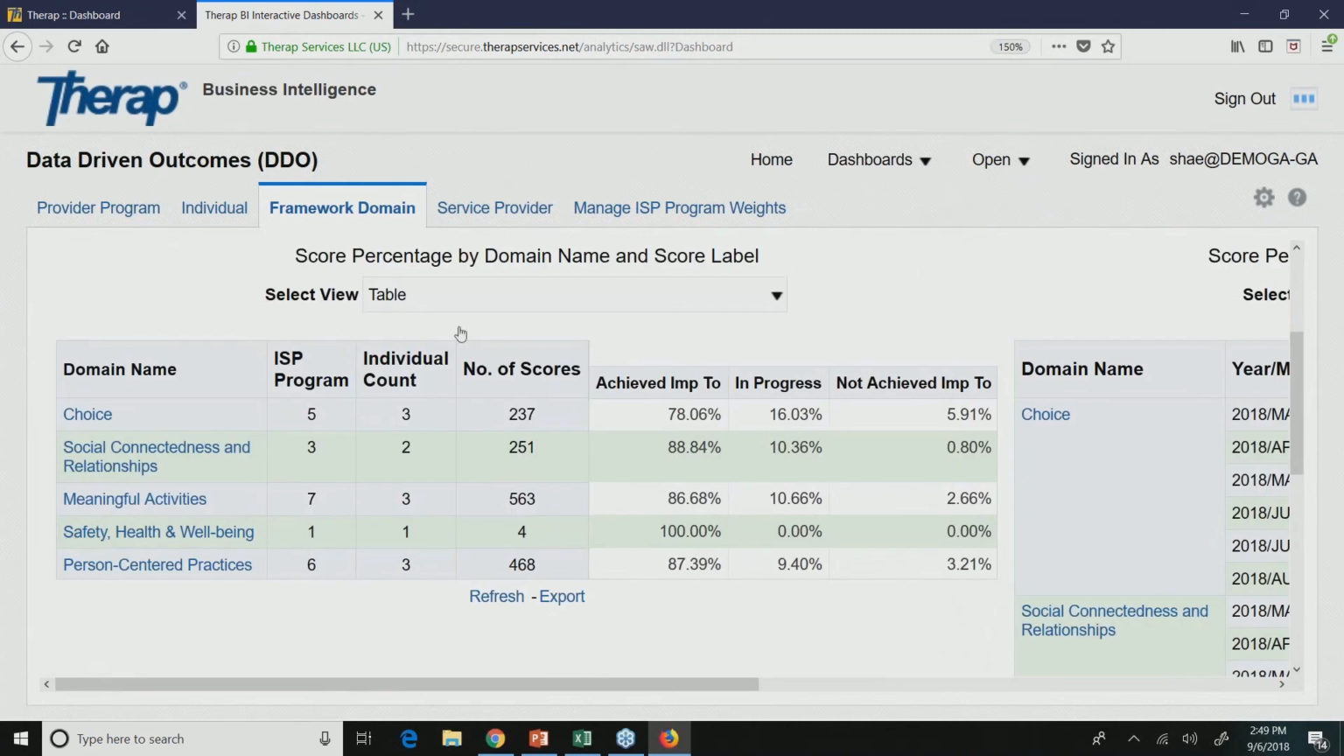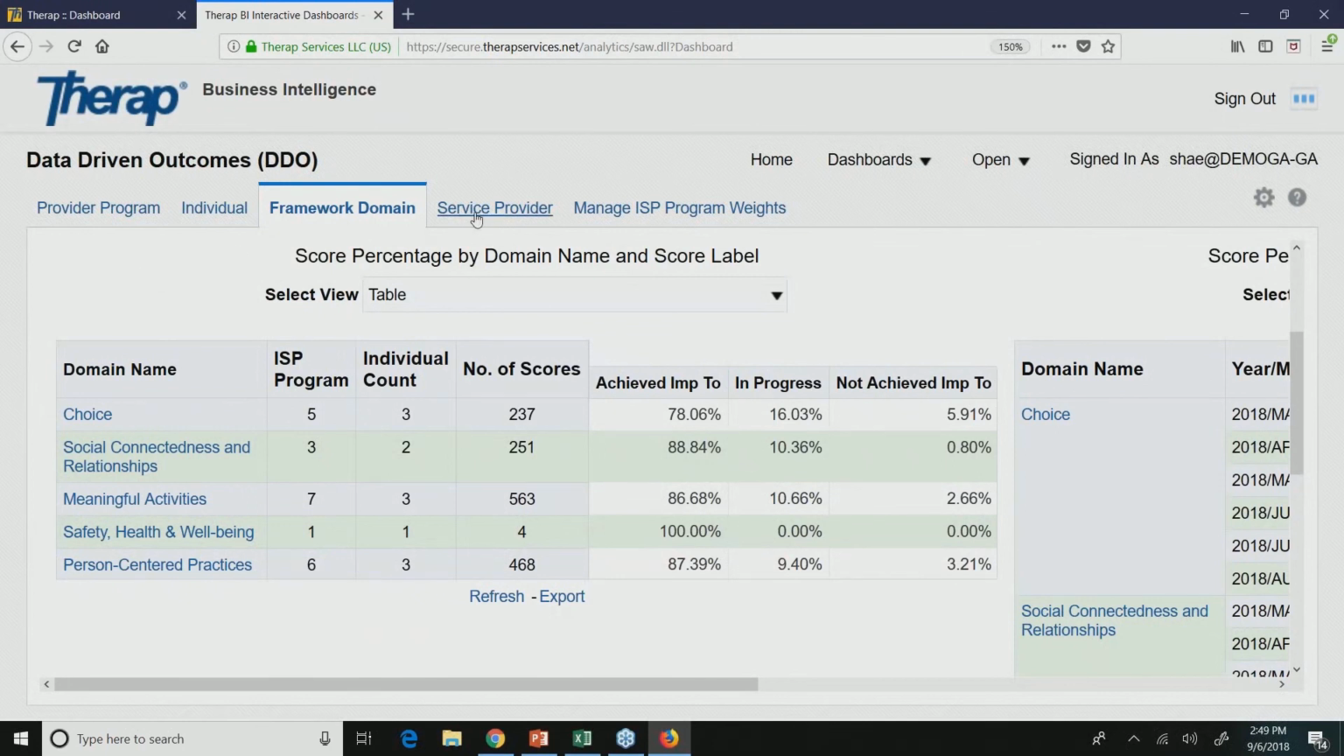And so I can look at my specific domains and see how well the organization is performing based on how are we helping people to achieve what's important to them versus what's in progress versus what's not achieved. Okay. And so if I wanted to, again, drill down into this particular one, it's going to say, do you want to see it at the individual level or the program level access? I can do that.